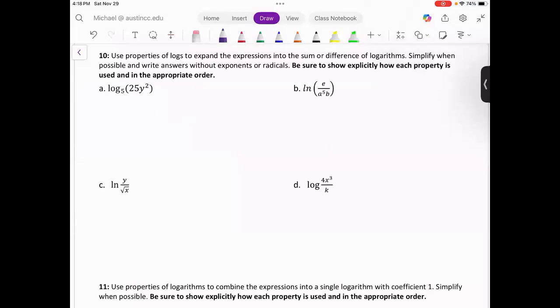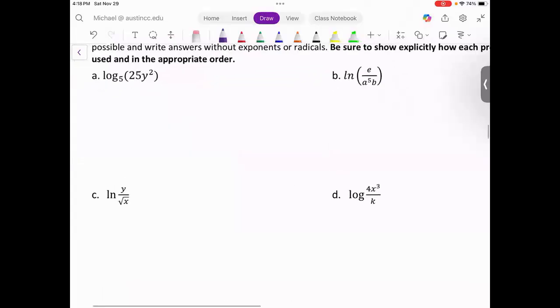All right. Now we want to use properties of logarithms to expand the expressions into the sum or difference of logarithms. We want to simplify as much as possible. We don't want any exponents or radicals in our answers. Okay, so let's look at this first one.